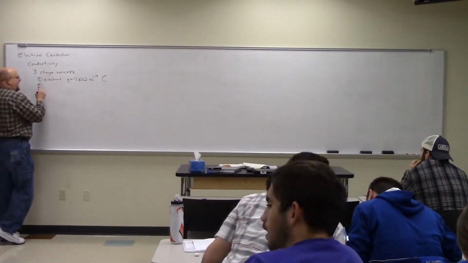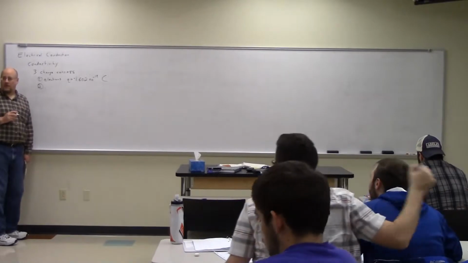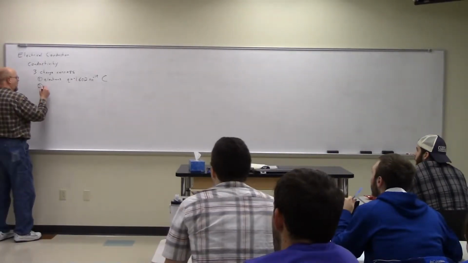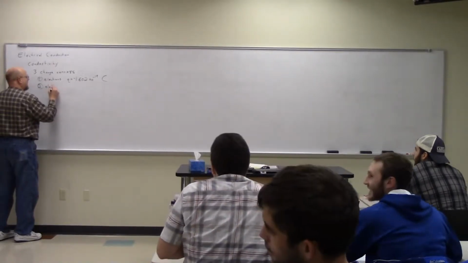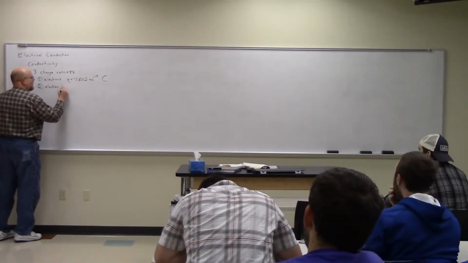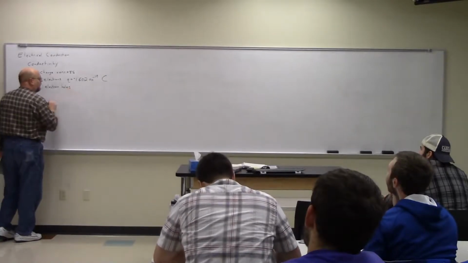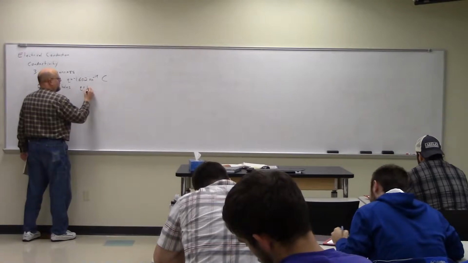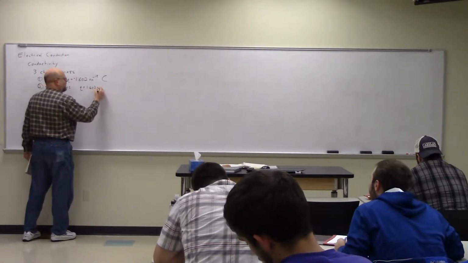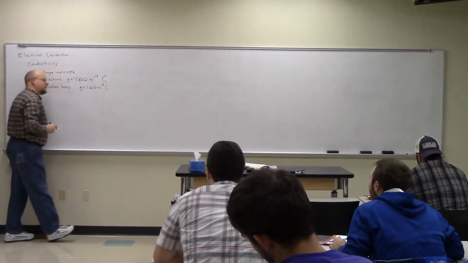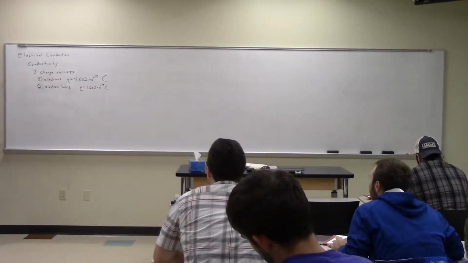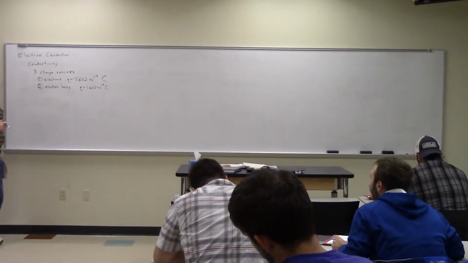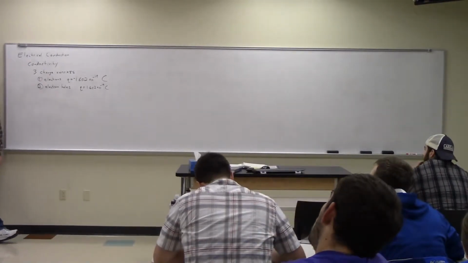Anybody want to guess what the second most popular charge carrier is? Protons? No. Electron holes. Q there is going to be 1.602 times 10 to the minus 19 coulombs, positive. So it's like a positron. It's the absence of an electron. It is not a proton. It is an electron hole.